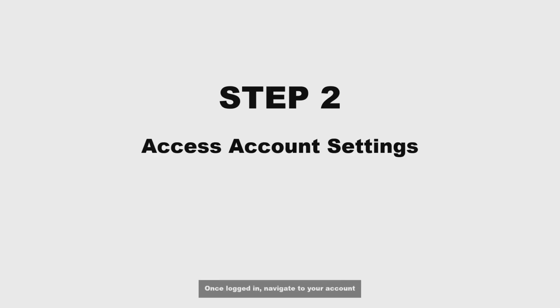Step 2. Access account settings. Once logged in, navigate to your account settings. This is usually found in the upper right corner of the home page under the profile name or icon. Click on it to reveal a drop-down menu.